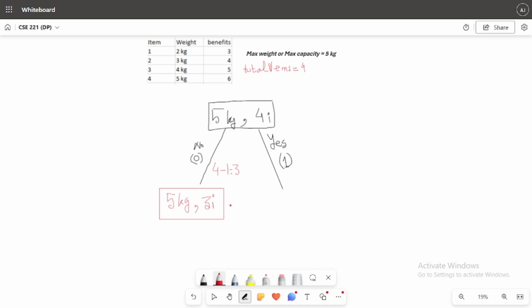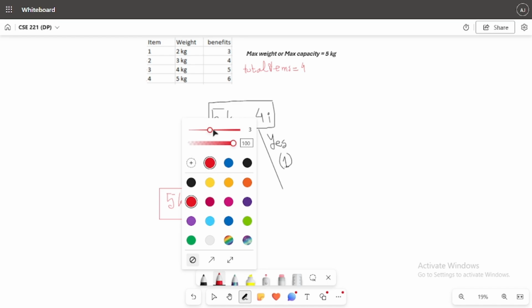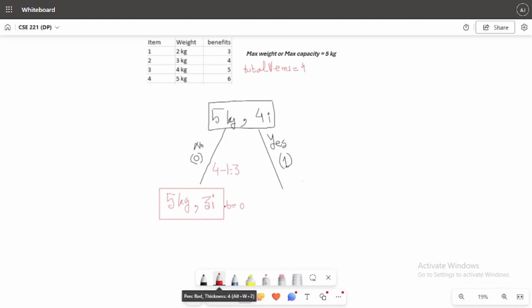And what will be our benefits? Our benefits will be 0. Why? Our benefits is 0 because we are not picking any item from the table, right? So our benefits is 0.